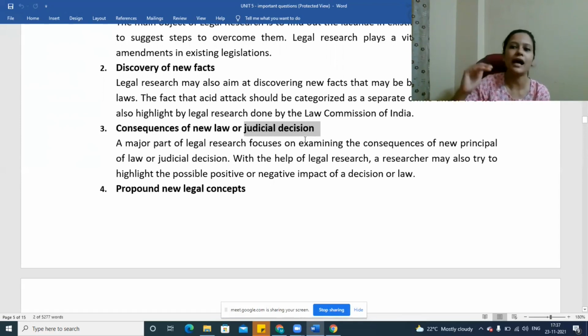So when we are studying a latest judicial decision, a decision that was given by a court might be a few months back, in such a case, we try to understand its consequences as well. Because the court said like this, what will happen? What will be the consequences? That also may be a legal research that people will do. Or is it clear, judicial decision part? Yes, ma'am.